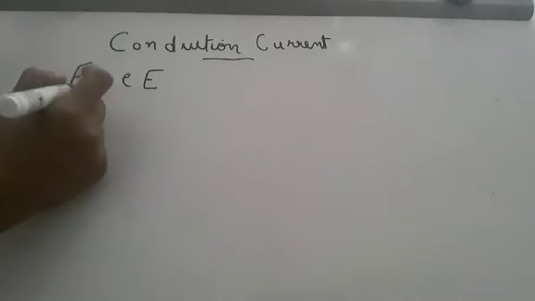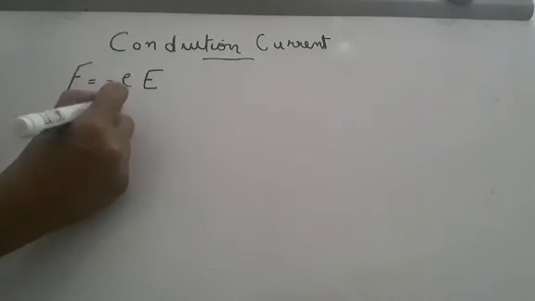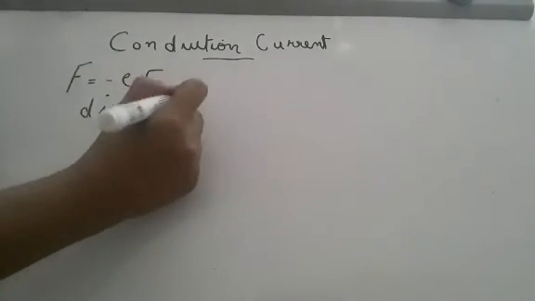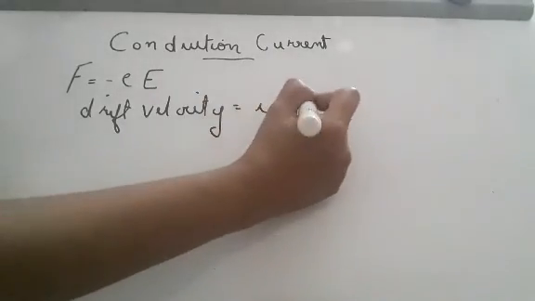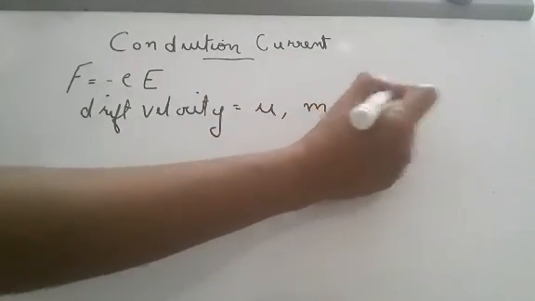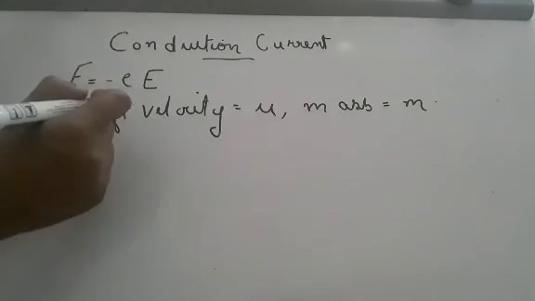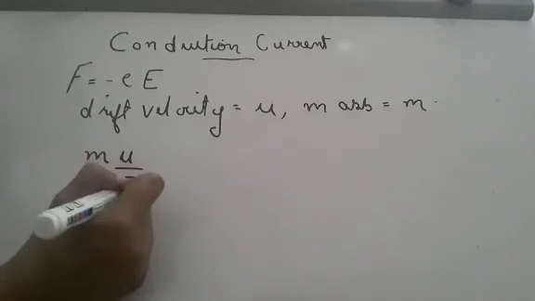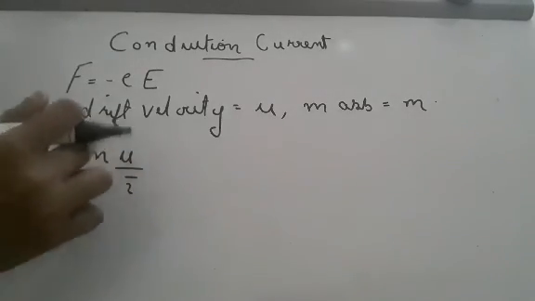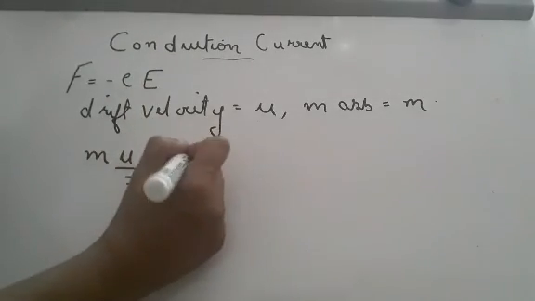Suppose the drift velocity of the electrons is represented by U, and let the mass of the electron be m. So this force can be equated as m U by tau, because it is mass into acceleration. So m U by tau is equal to minus e E.